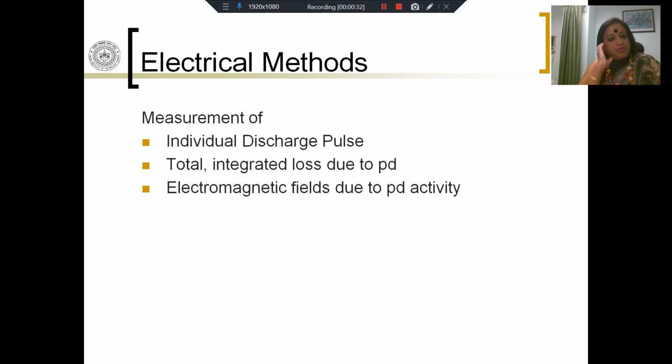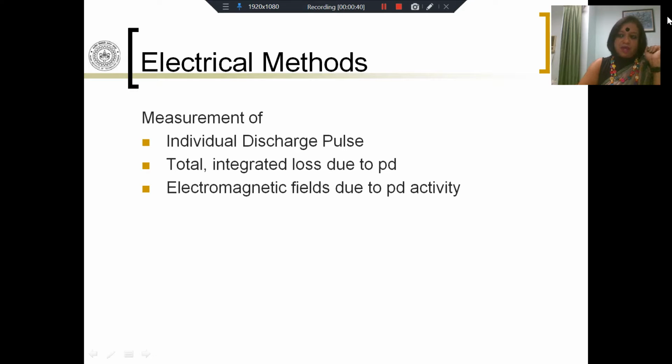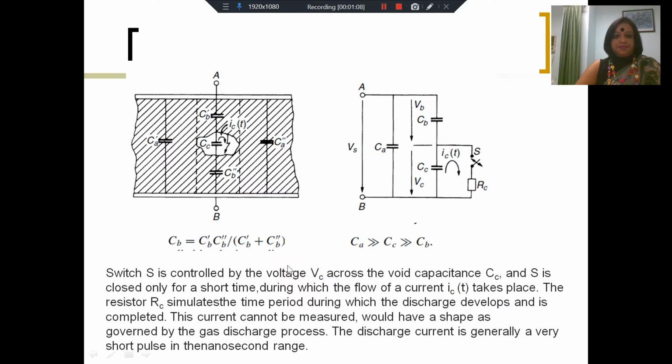Talking about electrical methods for PD measurements, there are some broad categories. Sometimes we measure the individual discharge pulse. We register the individual discharge pulse. Sometimes we find the total integrated loss due to partial discharge. Sometimes we measure the electromagnetic fields due to partial discharge activity. We must remember that apart from electrical currents being involved in a partial discharge, because of the current flowing, there will be electromagnetic radiation. And it is possible to detect the PD by picking up the electromagnetic fields caused by it. Now let us look at the basics of electrical PD detection.